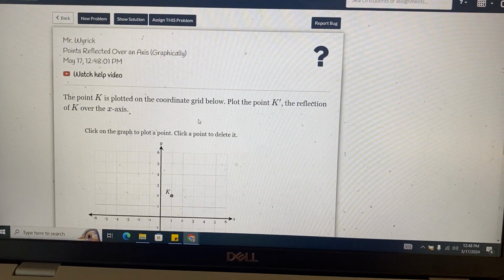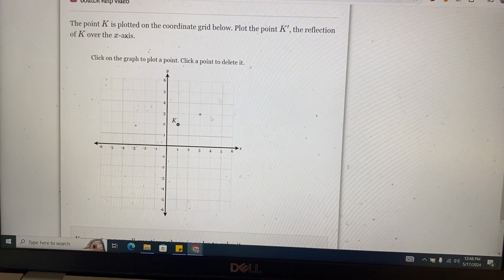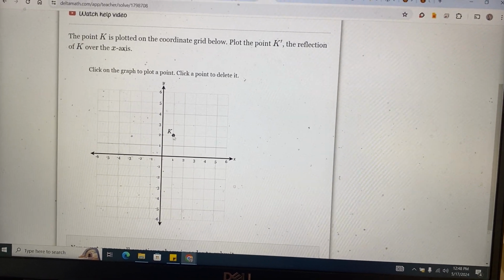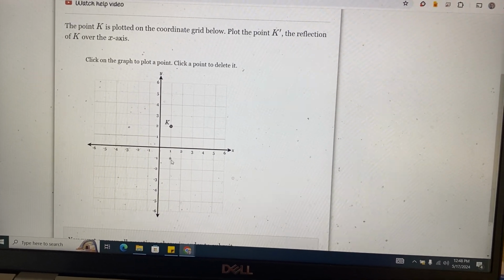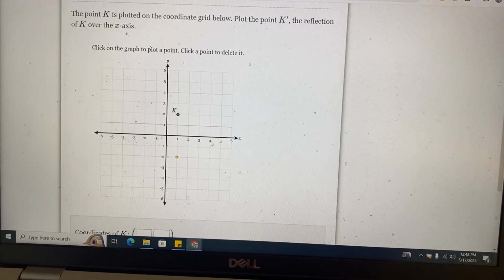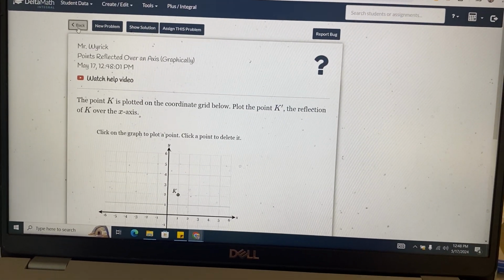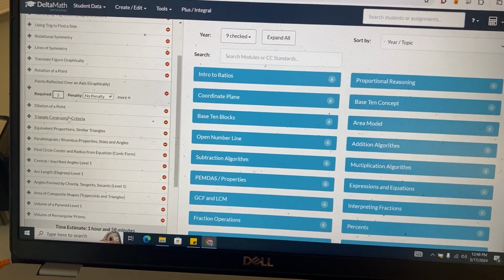Points reflected over an axis, nothing too crazy. Plot the point over the x-axis. It even has them labeled x and y. So I go down here to the x-axis. I reflect across it. There's my new point. Okay. So again, nothing beyond what you can do. Just has been a while.